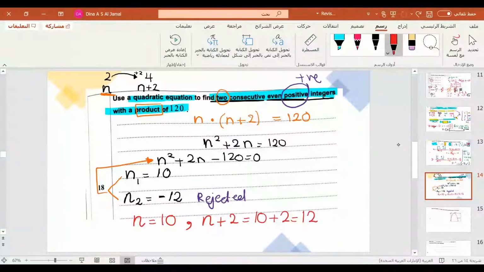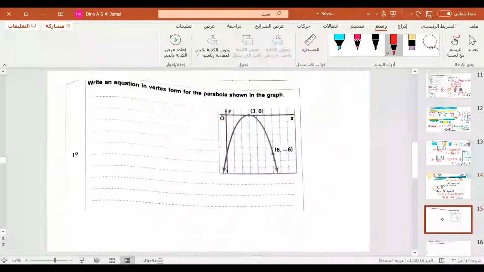And if you check, 10 multiplied by 12 will be giving you 120. And at the same time, they are positive, they are integers, and they are even. And they are consecutive. That's it. Let's go now to this question.